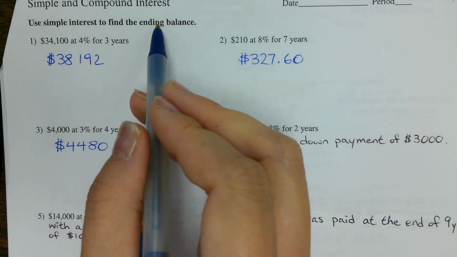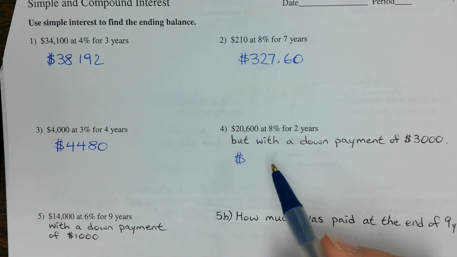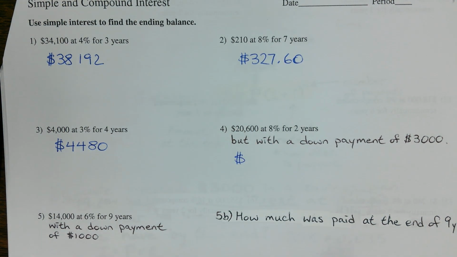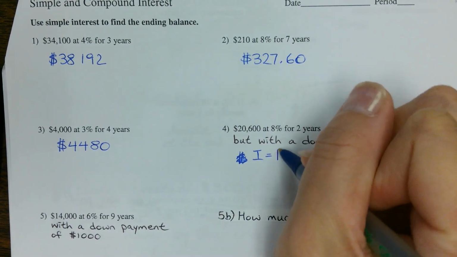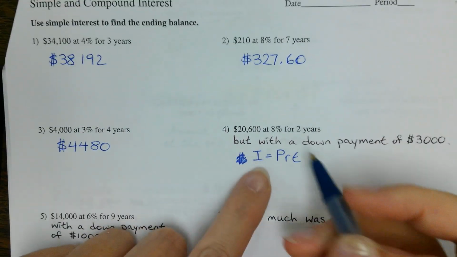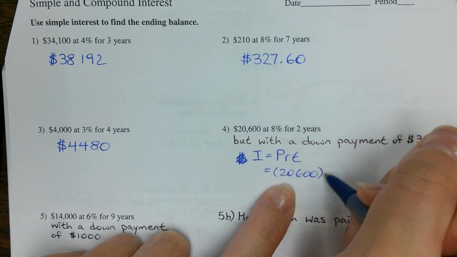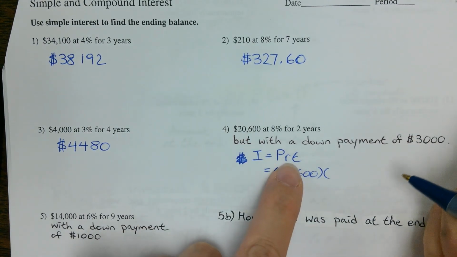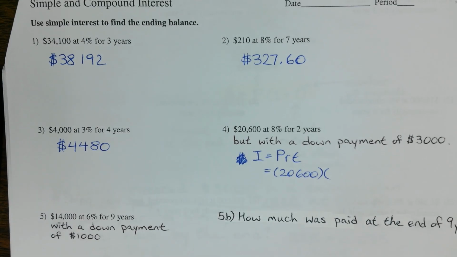Okay, so remember, ending balance. So your ending balance has to be more than the 20,000. So I think what you did was you just found the I. Alright, so let's take up this one. Okay, I equals PRT. So your principal amount was the 20,600. R, the rate was. Oh, wait. I rushed this through the question. I didn't read my question.